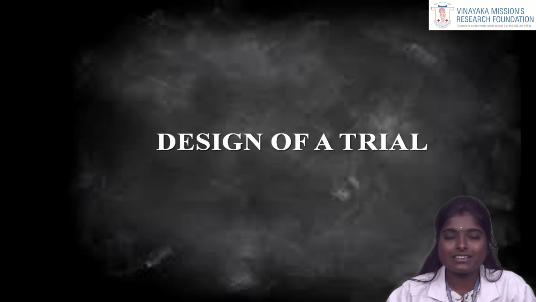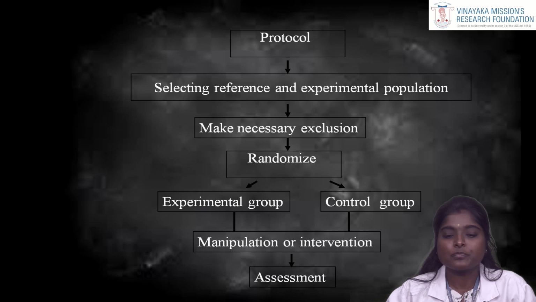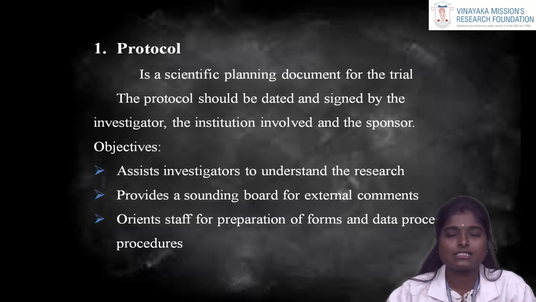So how will you design a trial? A clinical trial design will involve protocol writing, selecting reference and experimental population, making necessary exclusion and inclusion criteria, then randomizing the selected participants into experimental group and control group, then manipulating or intervening, and then assessing them. Coming to protocol, it is a scientific planning document for the trial. So we need an appropriate plan to continue with the trial.